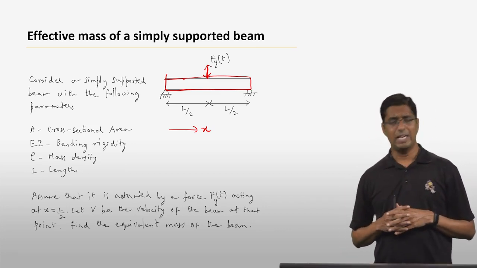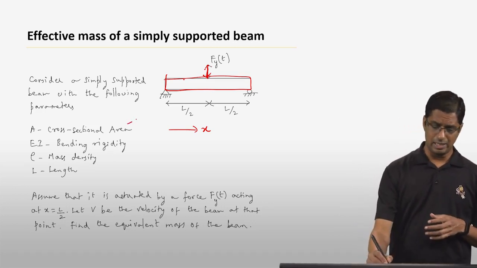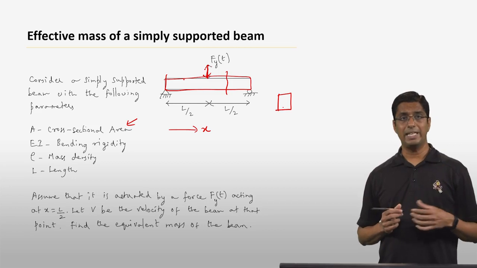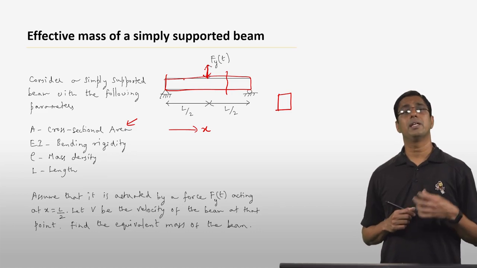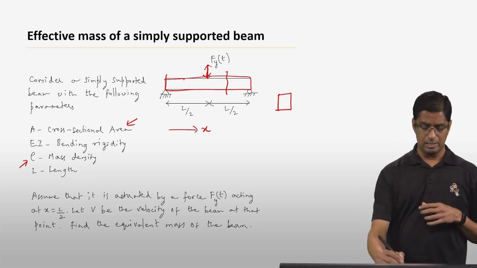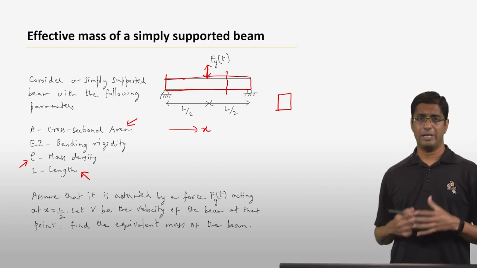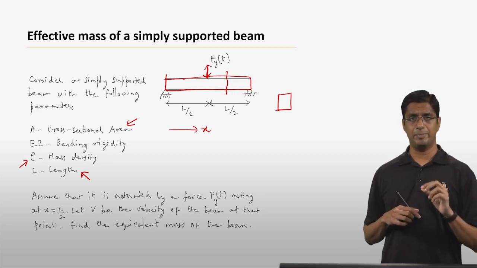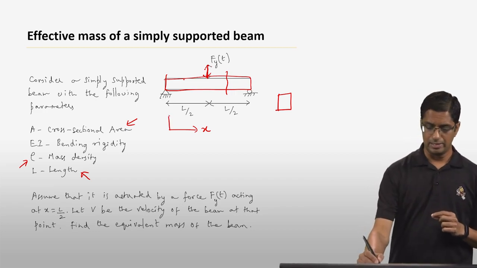For that we have to assume a few things, or we have to actually know some parameters. The first thing is the cross-sectional area of this beam. Then the bending rigidity, which is the Young's modulus times the area moment of inertia of the beam, and rho, which is the mass density of the beam, and the length of the beam. If you know these parameters, we can calculate the effective mass of this beam for this particular situation, where a force is applied at the center of the beam and it oscillates it in the y direction up and down. Okay, so this is your x, and that essentially is your y.